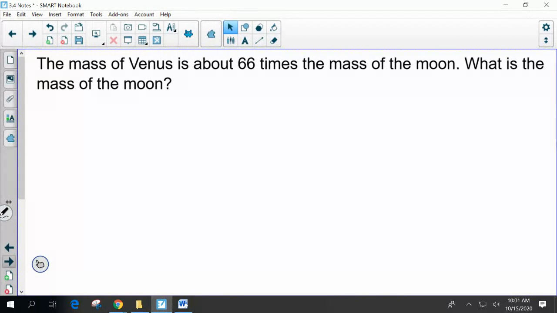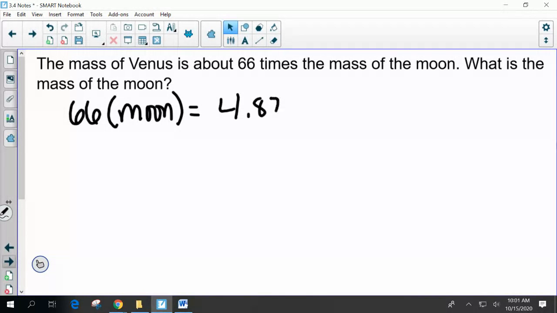All right, the mass of Venus is about 66 times the mass of the moon. What is the mass of the moon? So 66 times the mass of the moon equals Venus. And on the chart, it says that Venus is 4.87 times 10 to the 24th.